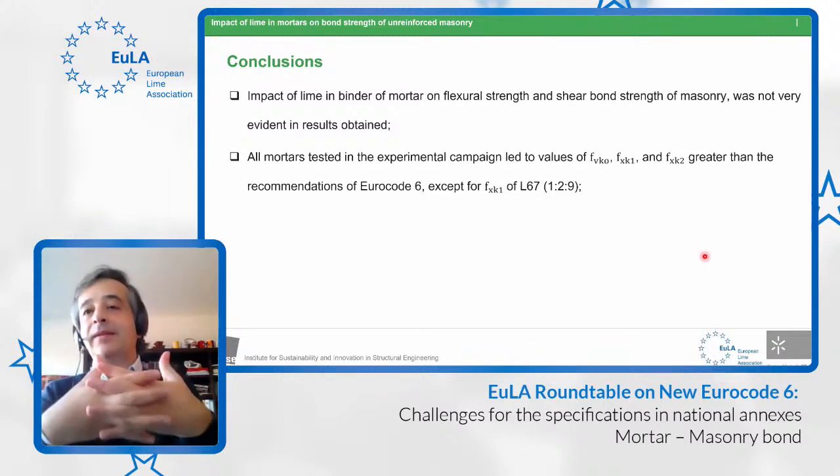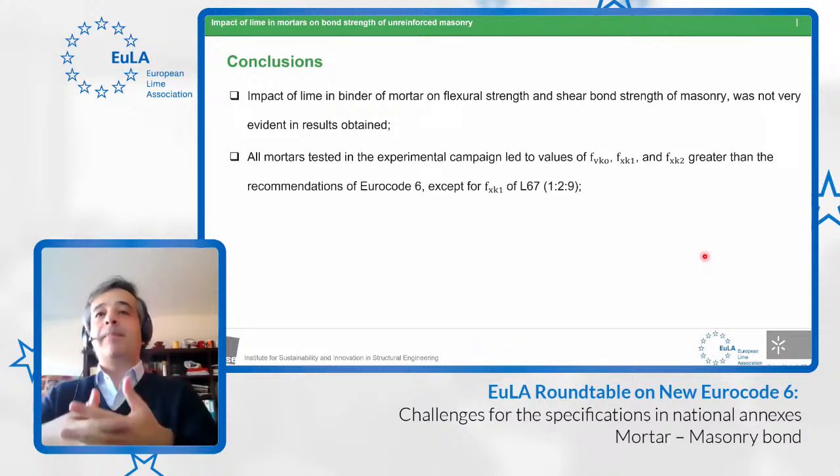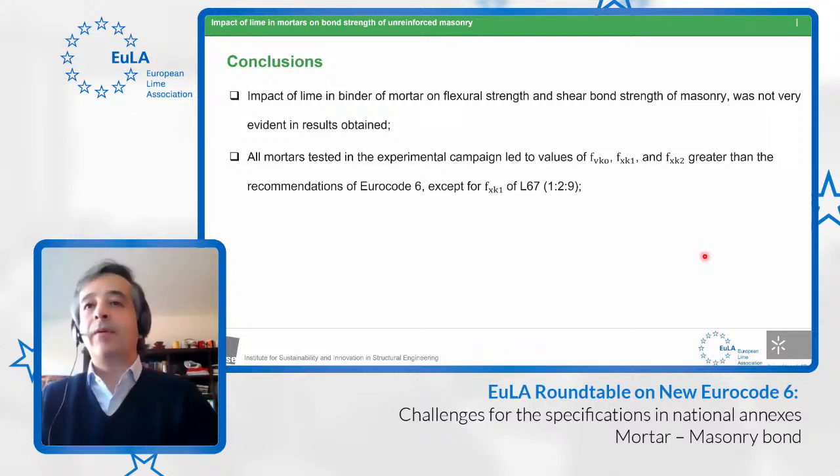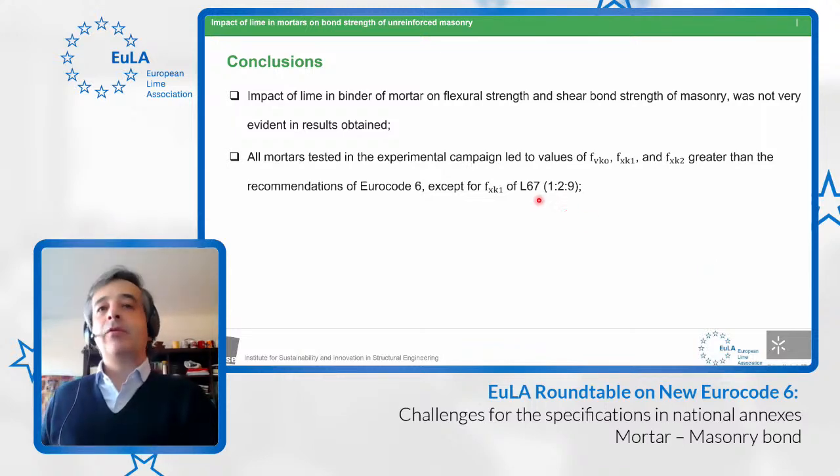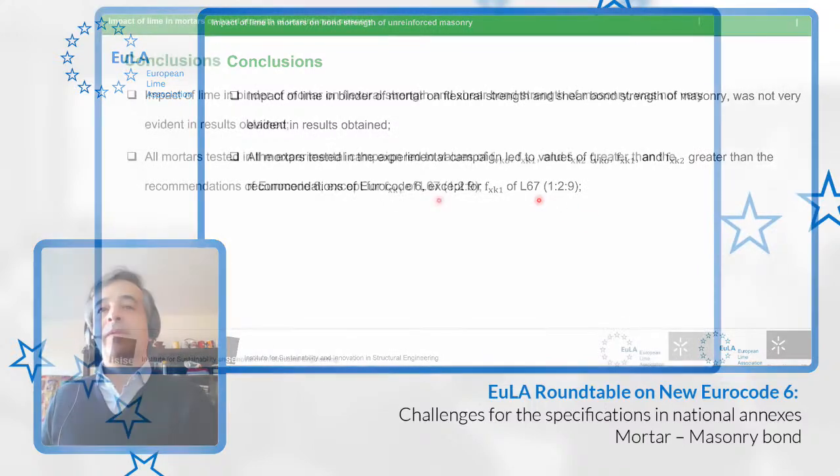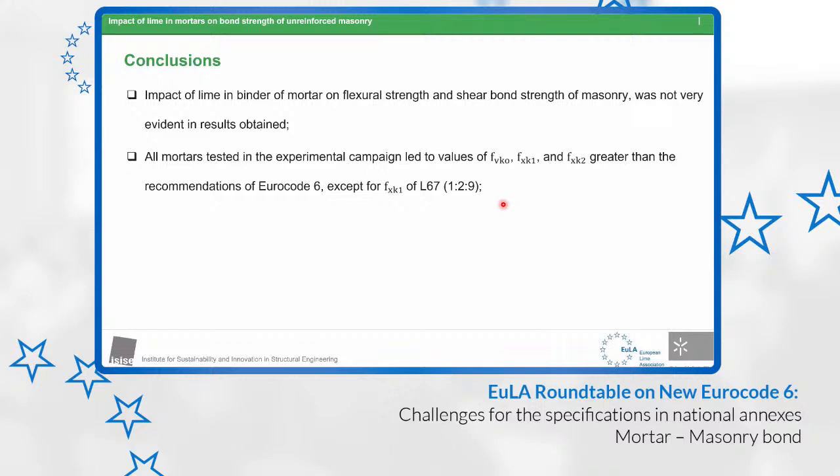There was not a trend that could be captured that went beyond the capacity of analyzing from the compressive strength. And the Eurocode 6 ended up being a conservative regulation that was actually giving us the correct predictions, meaning they were lower than what we got, except for FXK1 in the L67 mix.